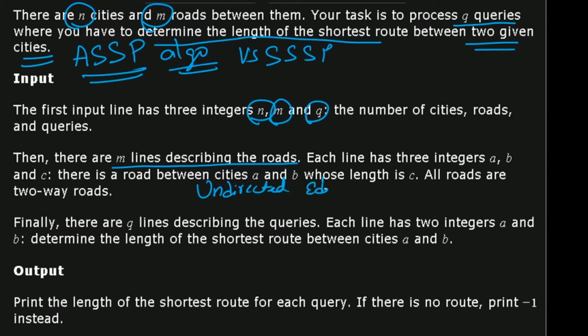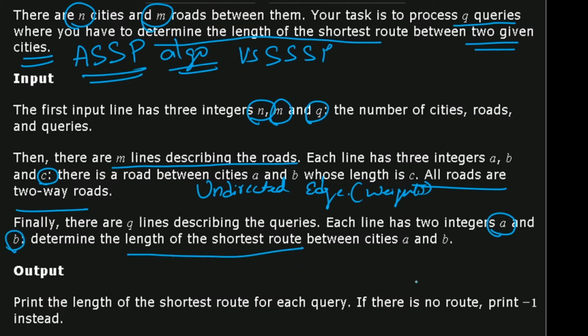Why am I calling it undirected? Because the question says so. All roads are two-way roads. And there is weight. Each road has a distance C, and that is the weight. So weighted undirected edges, and queries will give us two cities A and B. We are supposed to find the length of the shortest route and output it. If there is no route, if the distance is infinity, we'll print -1.